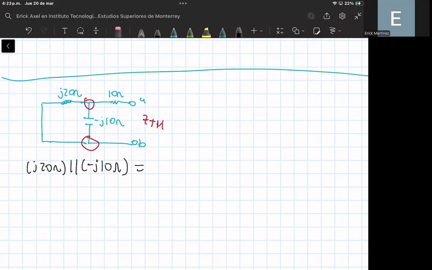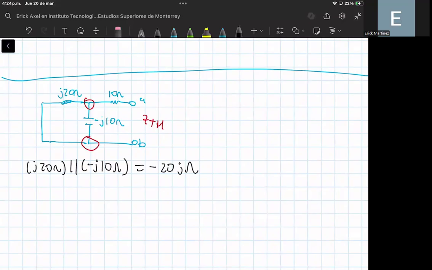And this is equal to minus 20 J ohms. So let me verify that, just one minute. I want to be sure that I am computing correctly this impedance. Okay, it is okay. We have this impedance.